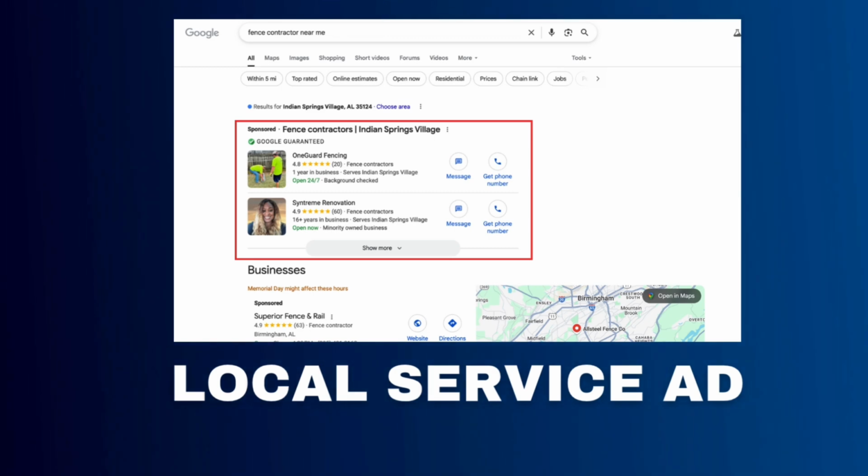You have to get Google guaranteed, which means you have to go through the background process, which means if Google trusts you, more homeowners are going to trust you. So you have that nice Google guaranteed badge, which is going to get people to trust you more when they actually give you a call. And the cool part is you only pay when people actually call you. So it's a pay-per-call system.